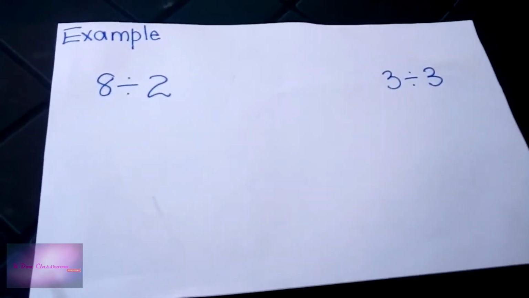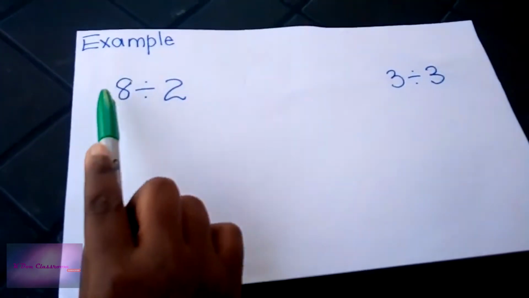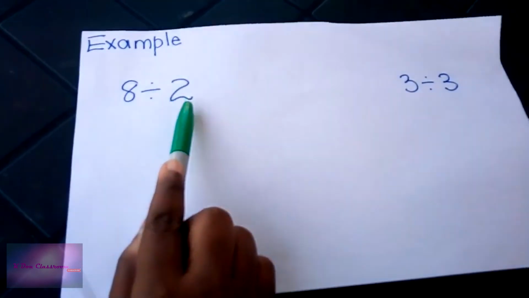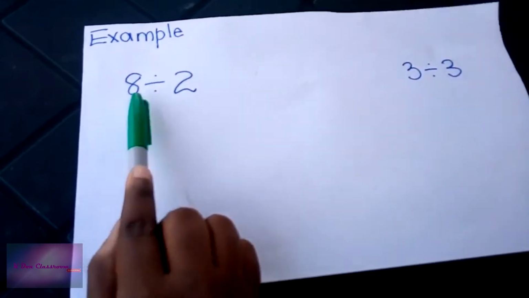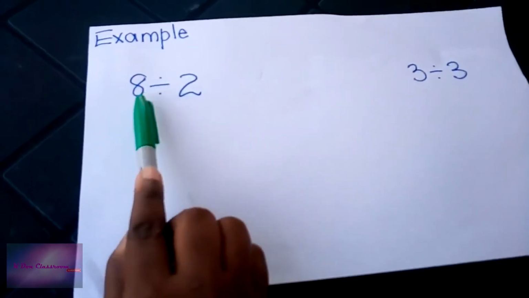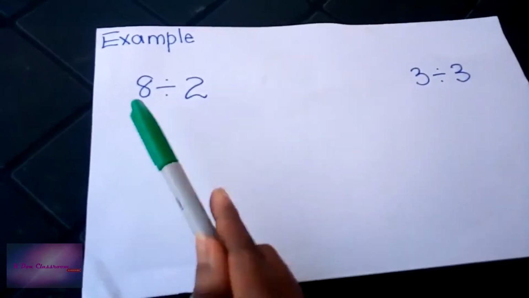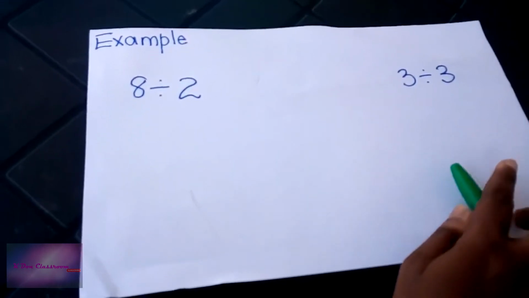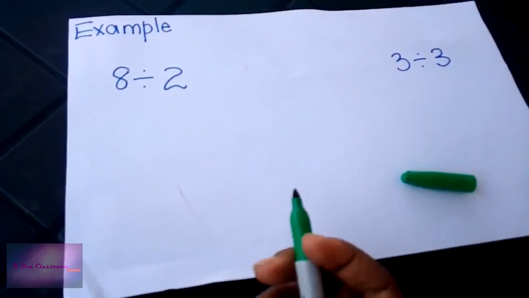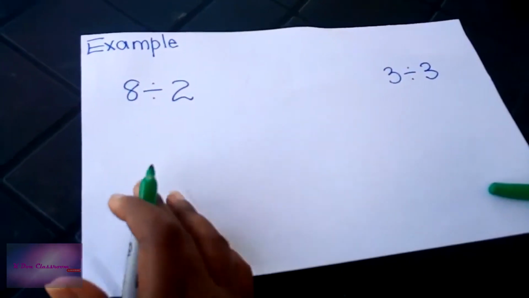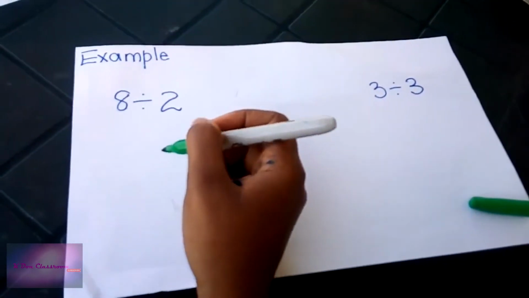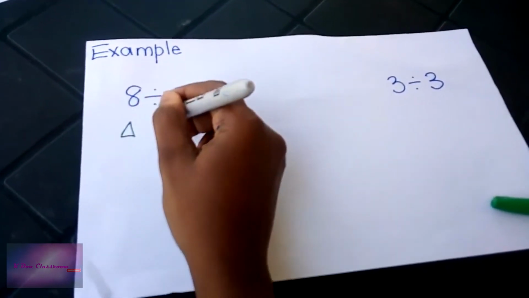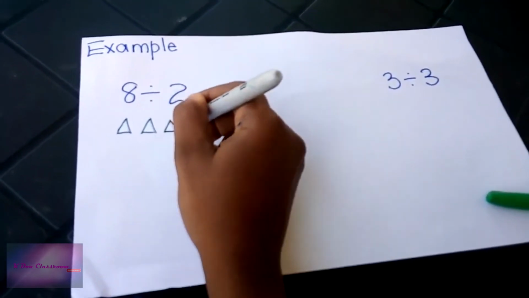Let us look at these 2 number sentences and try to solve them. Now the first one says 8 divided by 2. Now all this is saying is that we have 8 things and we are going to share it into 2 groups. That is all this is saying. Now let us go ahead and divide it. Now remember, we are grouping, so we're going to draw 8 things. Now it can be anything that you want to draw. I'm going to go ahead and draw 8 triangles.